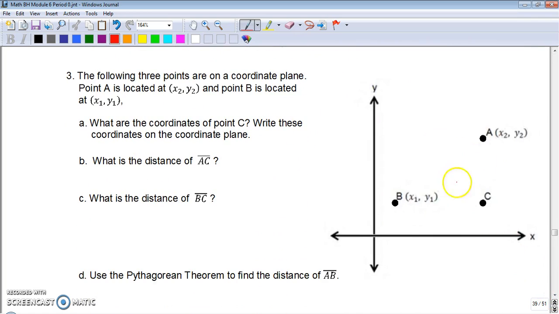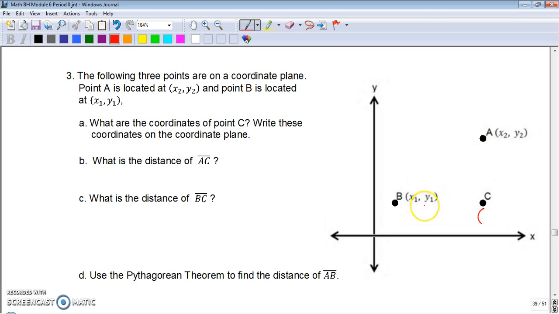Then we get down to an all variable situation where we have a point B at x sub 1, y sub 1, and A at x sub 2, y sub 2. We want to find the distance between A and B. And the first thing that it asks us in A to do is to find the coordinates of C. And also keep in mind that we used some of these same ordered pairs when we figured out the slope formula, but here we're figuring out what the distance is.